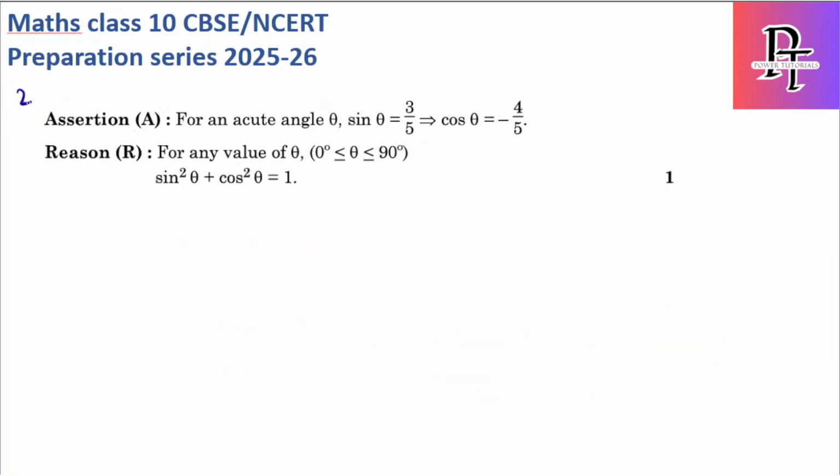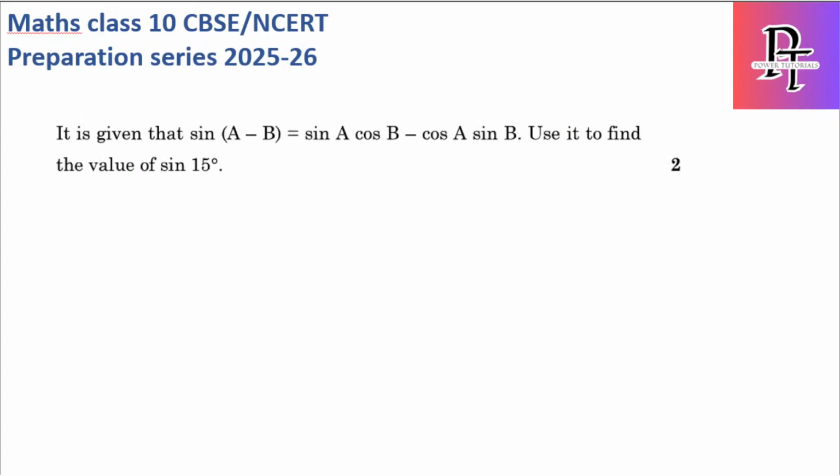Let's solve 23rd question. For acute angle, sin theta is 3 by 5, then cos theta is minus 4 by 5. For acute angle, cos cannot be negative, so this assertion is false. For any angle theta, yes, the reason is true. So you have to say that the answer is D, where assertion is false and reason is true. Let's move to 24th question, which is 2 marks.